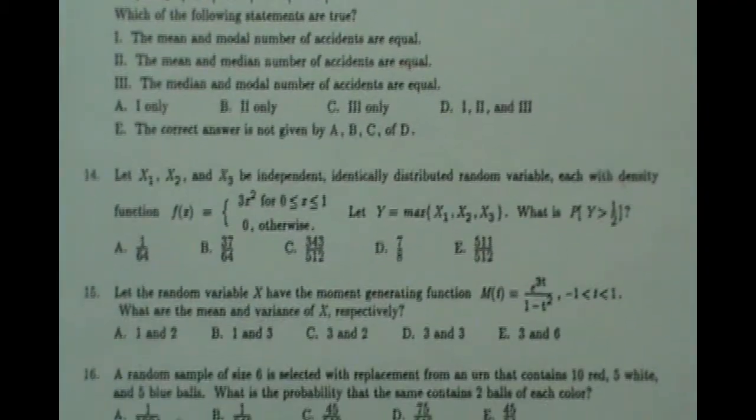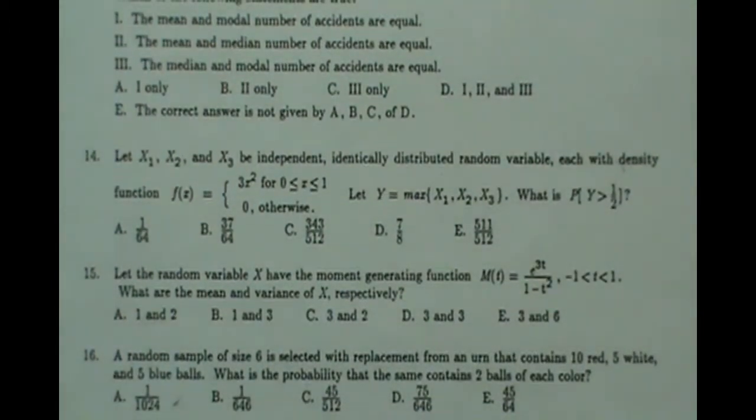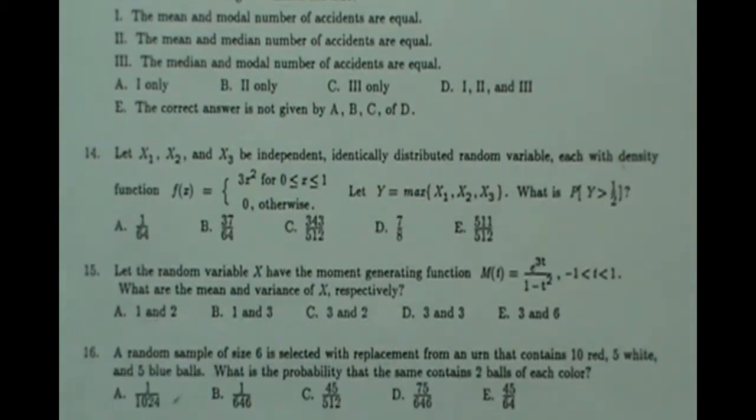Number 14. Let x1, x2, x3 be independent, identically distributed random variables, each with density function f of x equal to 3x squared. Let y equal the maximum of x1, x2, x3. What is the probability that y is greater than a half?